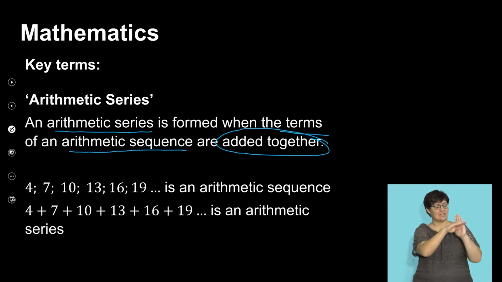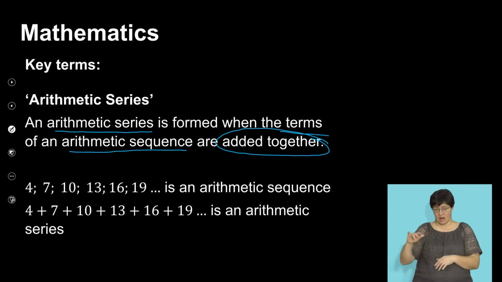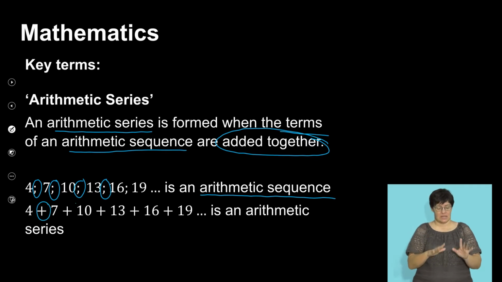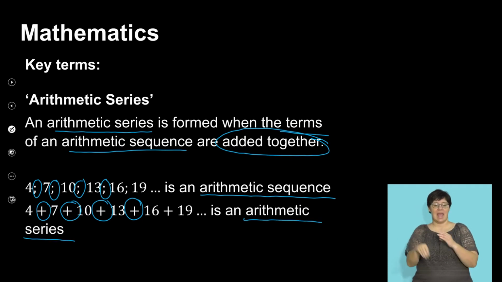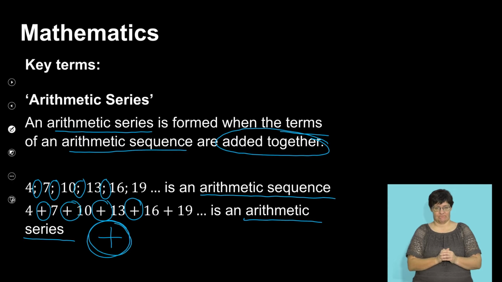If you are given the list of numbers 4, 7, 10, 13, 16, and 19, this is an arithmetic sequence. The reason why it is an arithmetic sequence is because it's a list of numbers, and this list is indicated by the semicolons. But underneath that line, you can see that I've got 4 plus 7 plus 10 plus 13 plus 16. This is an arithmetic series. It is a series because it has plus signs, so it's involving the addition of specific terms. Great, let's look at geometric series.